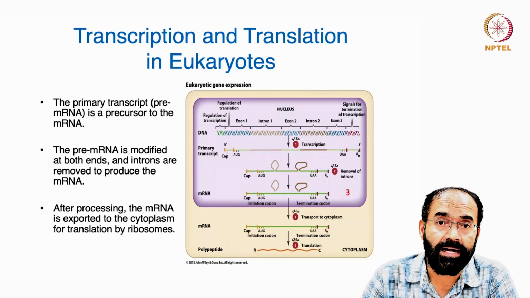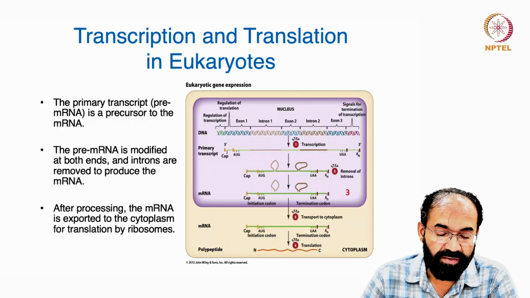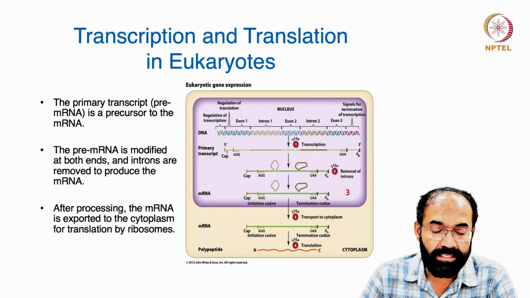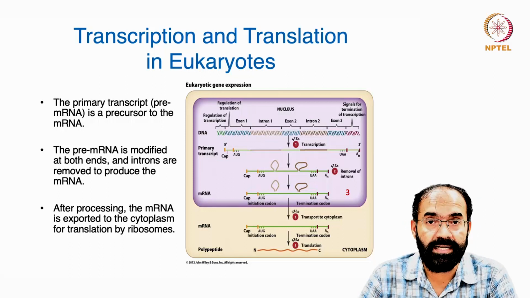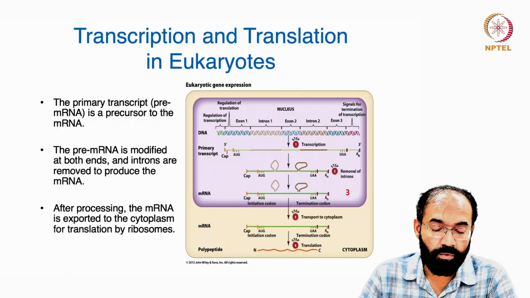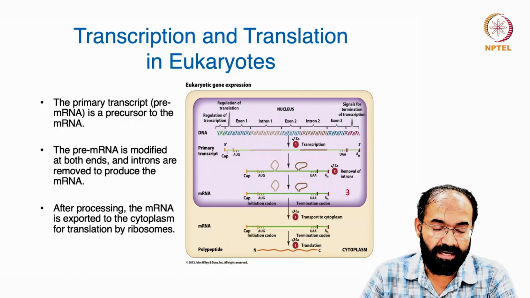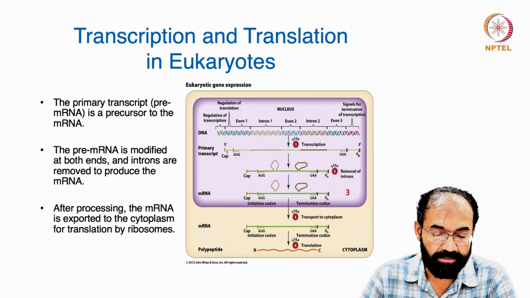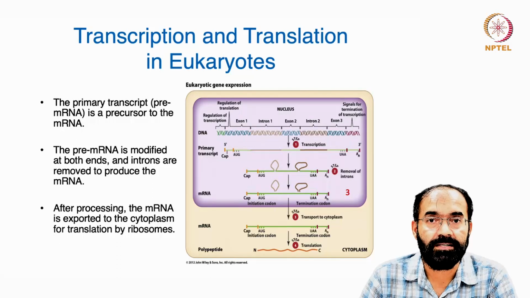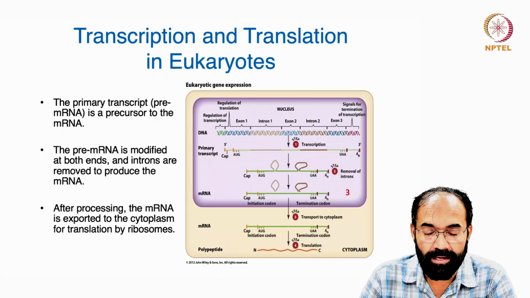So the primary RNA has to be modified on both the ends. It has to undergo modifications, and the introns are removed. The intervening regions are also transcribed. They have to be removed for the actual functioning of the mRNA. Otherwise, that mRNA is useless. So after processing, what happens? The mRNA is now exported to the cytoplasm for the translation by the ribosomes.